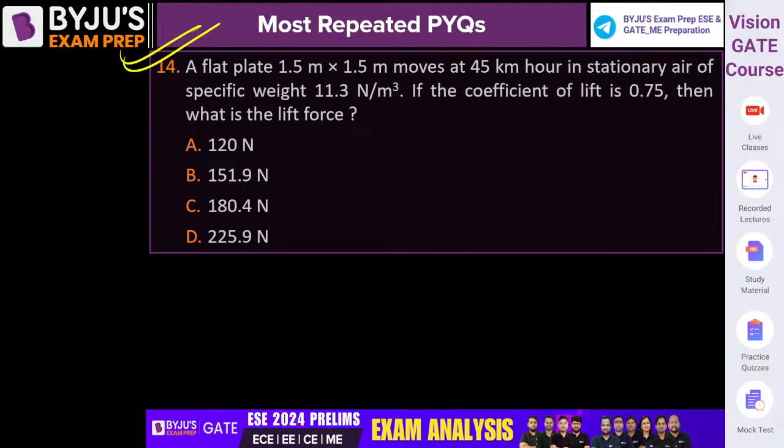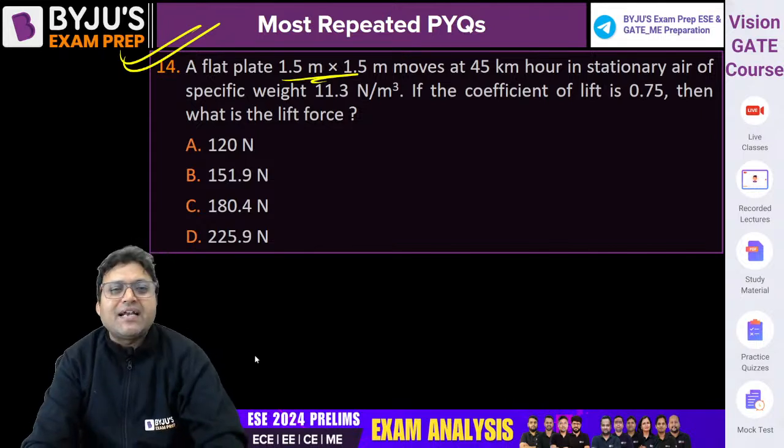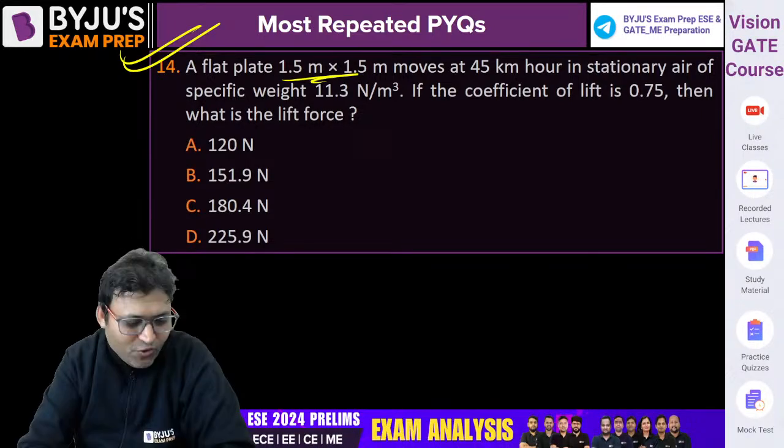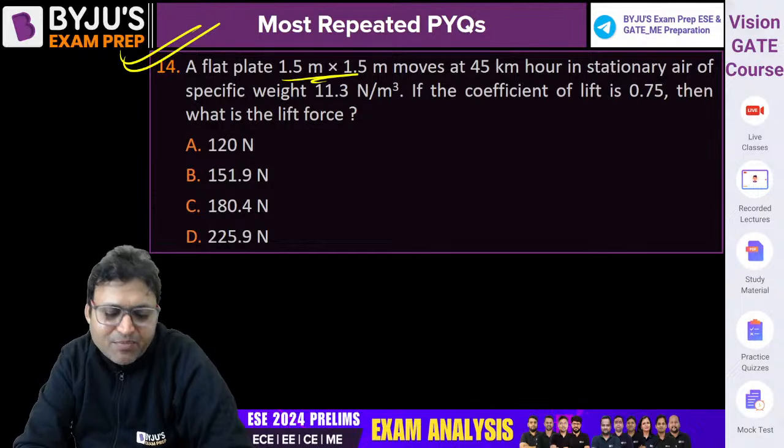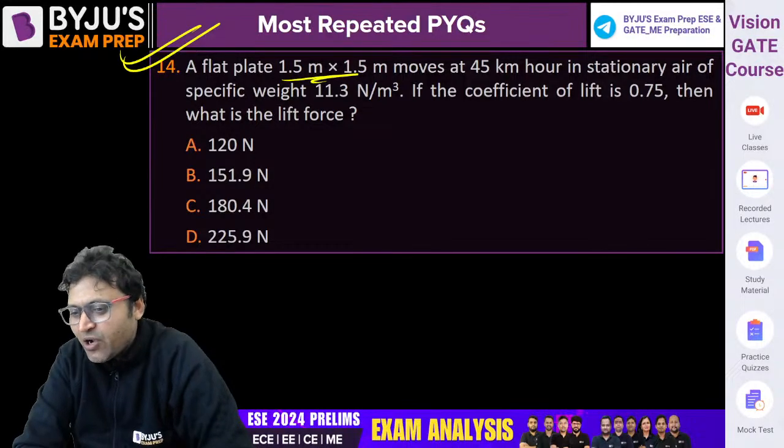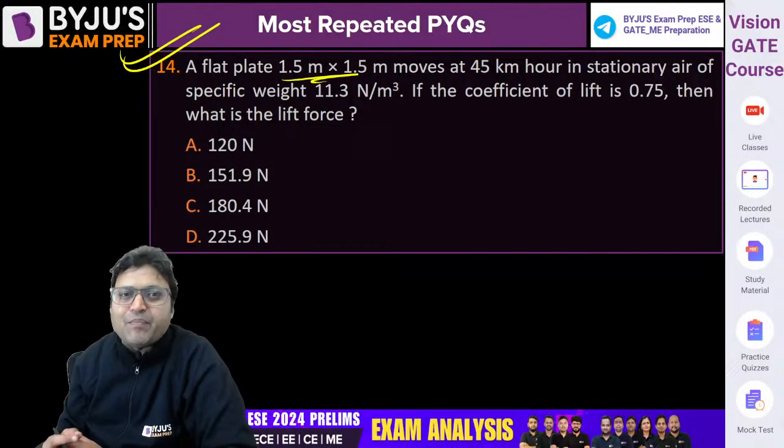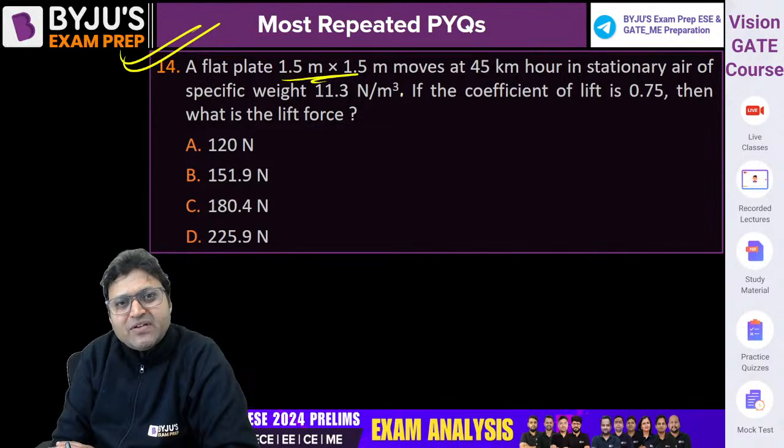Next one, a flat plate 1.5 meter by 1.5 meter. You should be able to do the calculation. That is the most challenging part. If you are very much comfortable with the calculation part, then you will definitely get a good rank, good score in the prelims paper.